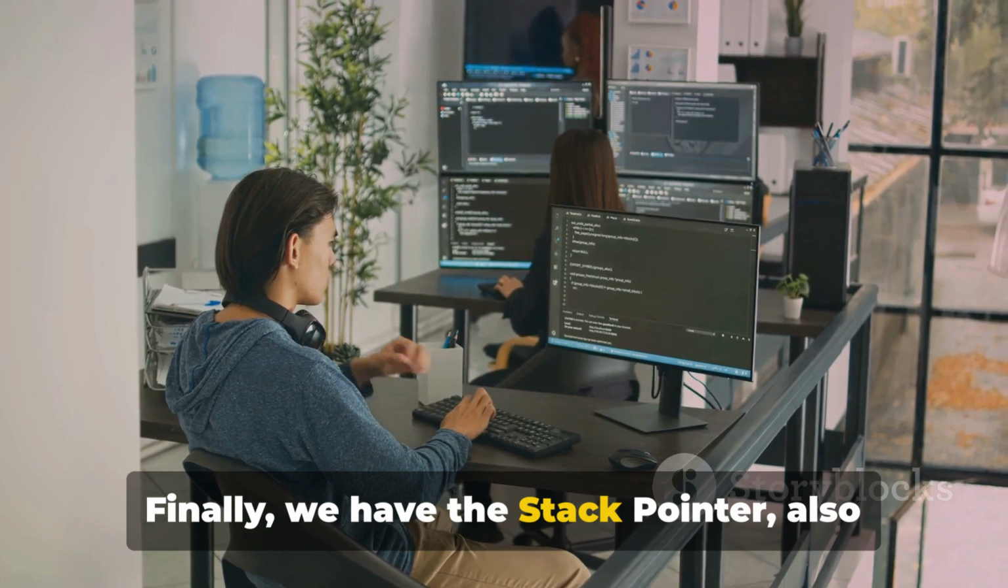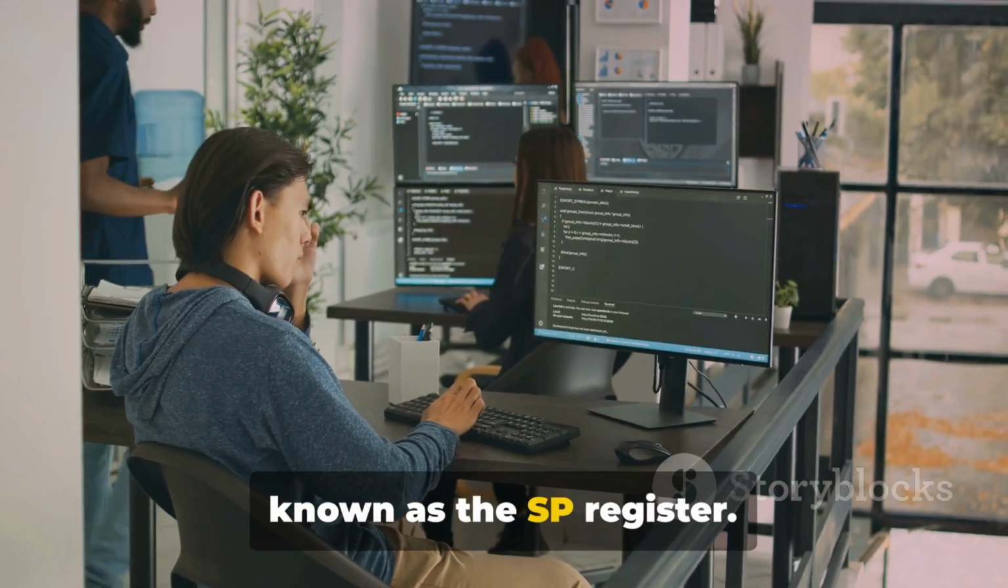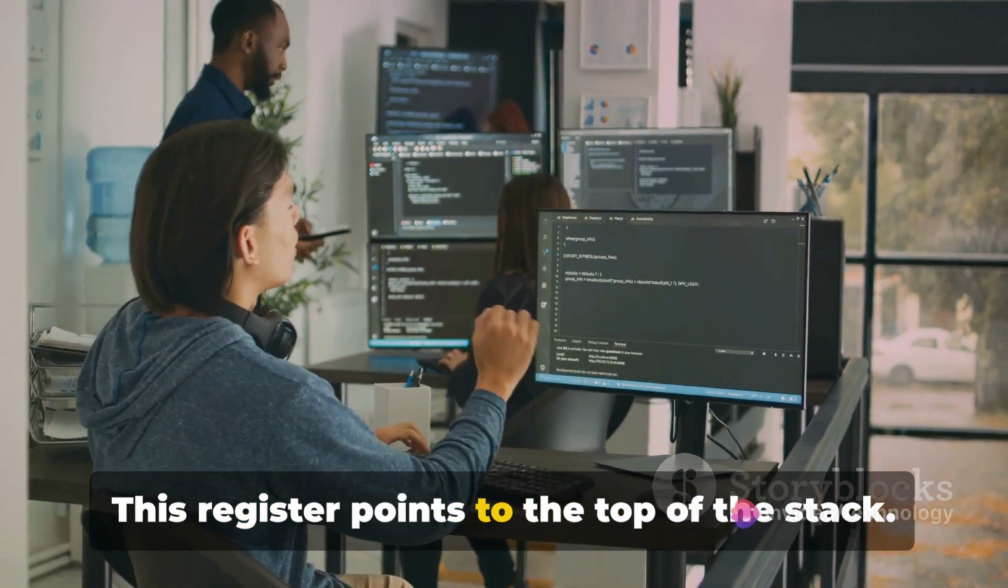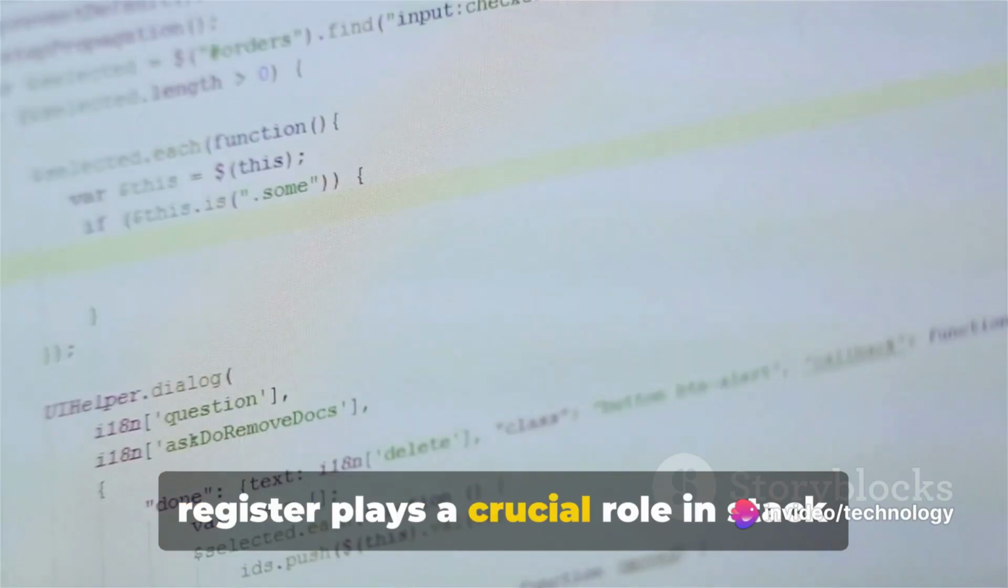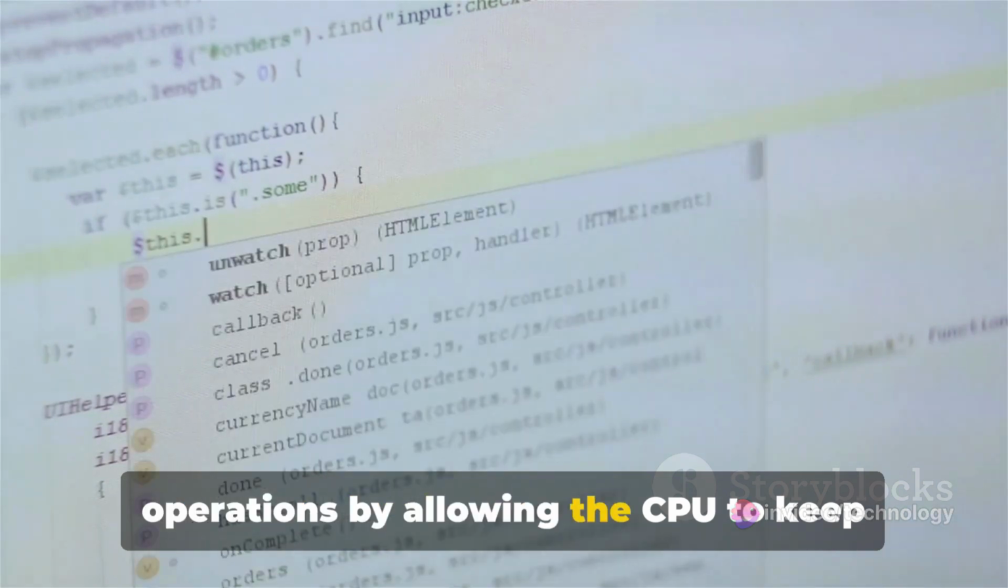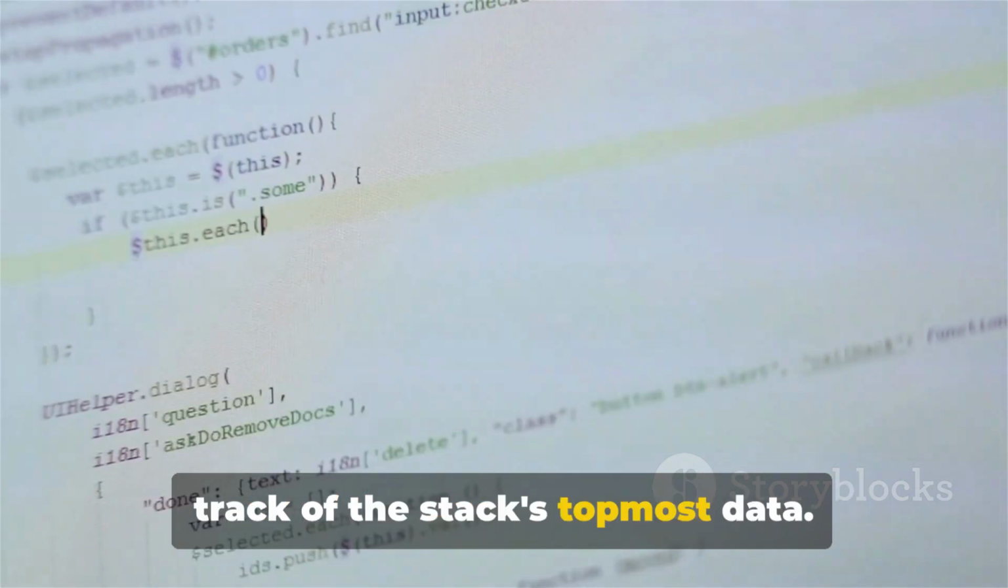Finally, we have the stack pointer, also known as the SP register. This register points to the top of the stack. Just like the BP register, the SP register plays a crucial role in stack operations by allowing the CPU to keep track of the stack's topmost data.